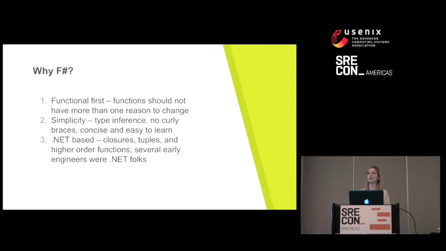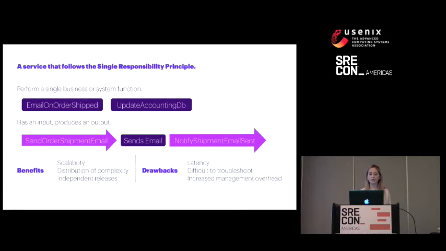So a microservices architecture naturally arrived due to point number one, which is heavily related to the single responsibility principle. In truth, I think you can have successes with any language so long as you keep up with good engineering principles. However, with functional languages like F# or Erlang, it can be modeled like a functional process. So what do I mean by the single responsibility principle? A service that follows the single responsibility principle performs a single business function or system function.